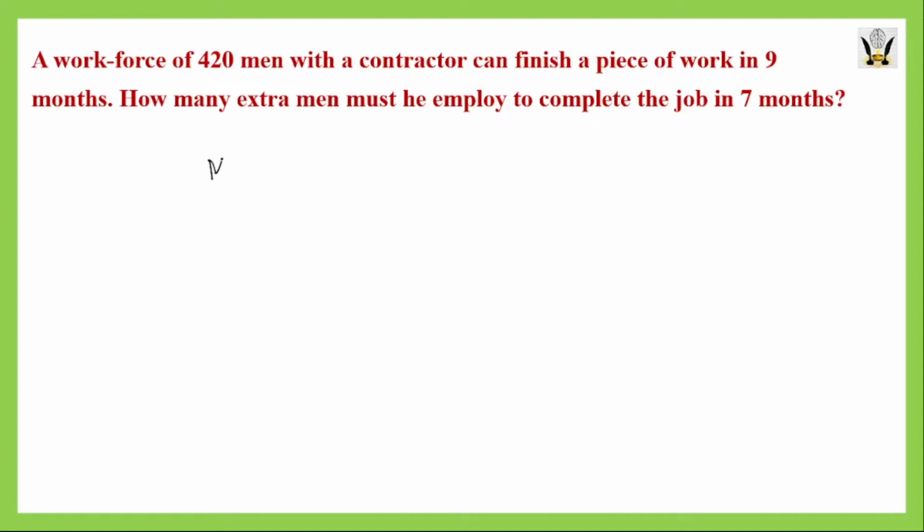Here, one quantity is men and the other quantity is time. From the first statement we can see that 420 men can complete a piece of work in 9 months. So here the unit is months. Now, how many extra men must be employed to complete the job in 7 months? That means the second value of the second quantity is 7. We have to find the second value of the first quantity, which is not known to us, so we will assume that value as x.